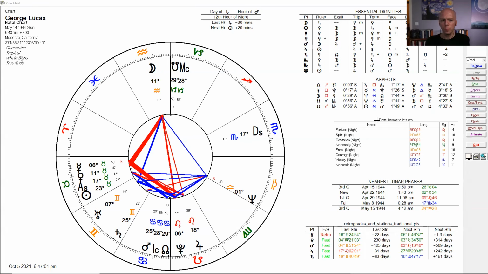So the story I always tell about George Lucas is that early in his life, he grew up wanting to be a race car driver, and he liked to drive cars really fast as a teenager. Which is actually kind of funny with Mars in the third house of short distance travel in his birth chart, right? That's totally perfect.